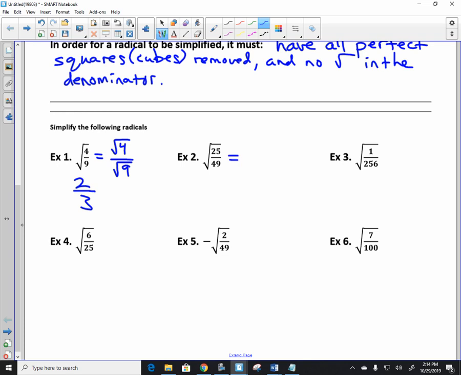The next one, square root of 25 over 49, will be 5 over 7. And the square root of 1 over 256 is 1 over 16. Hey, we're flying.